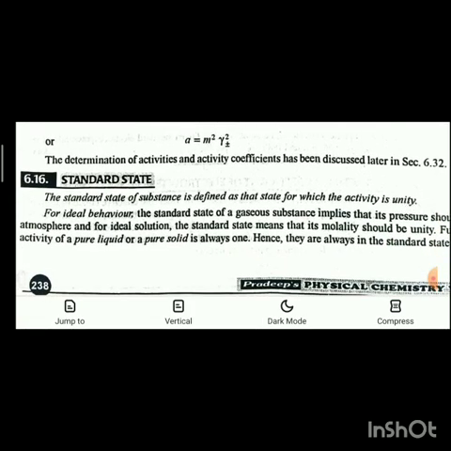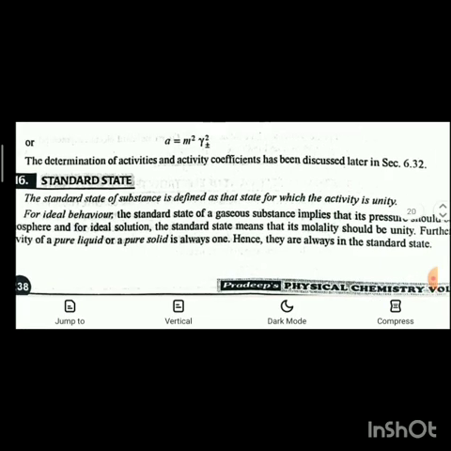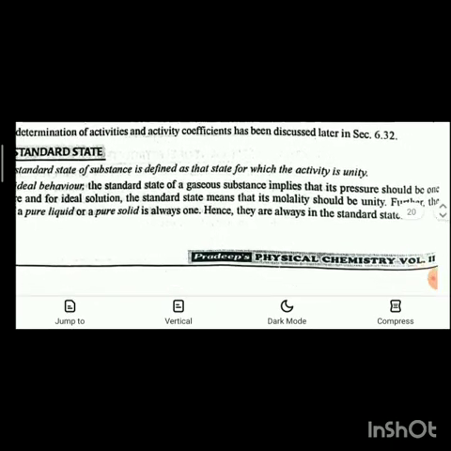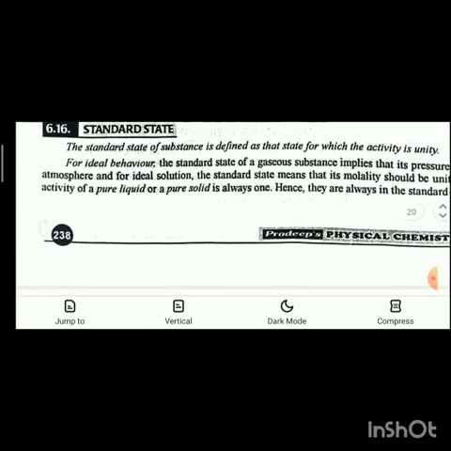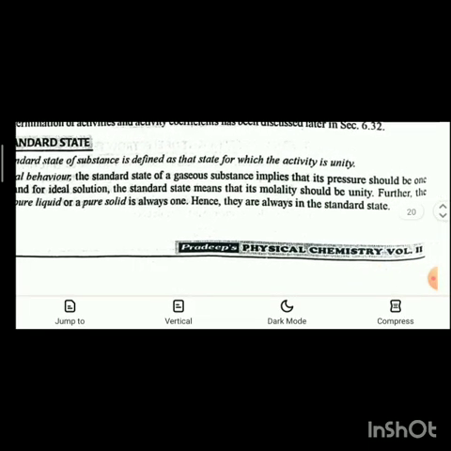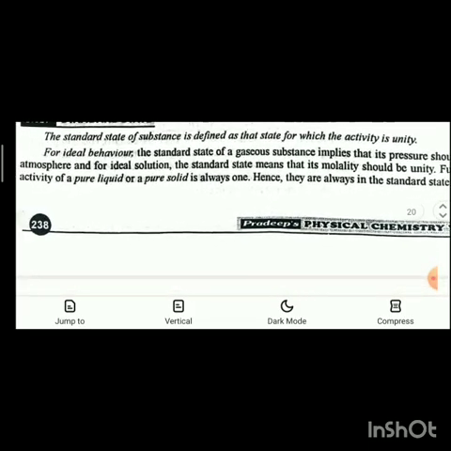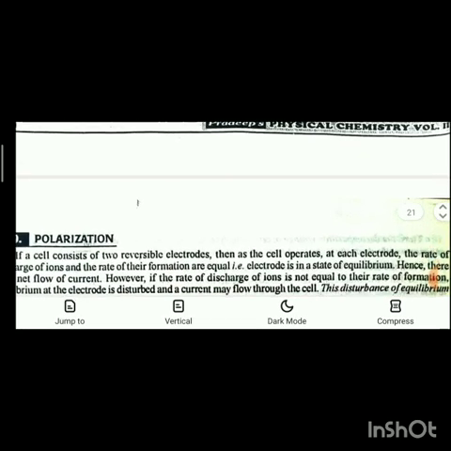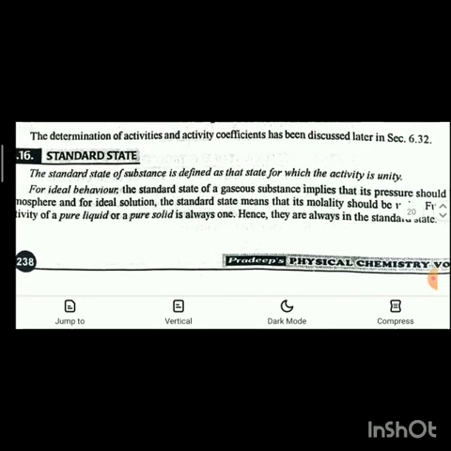Standard state. The standard state of a substance is defined as that state for which the activity is unity. For ideal behavior, the standard state of a gaseous substance implies that its pressure should be 1 atmosphere, and for an ideal solution, the standard state means that its molality should be unity. Further, the activity of a pure liquid or a pure solid is always 1, hence they are always in the standard state.